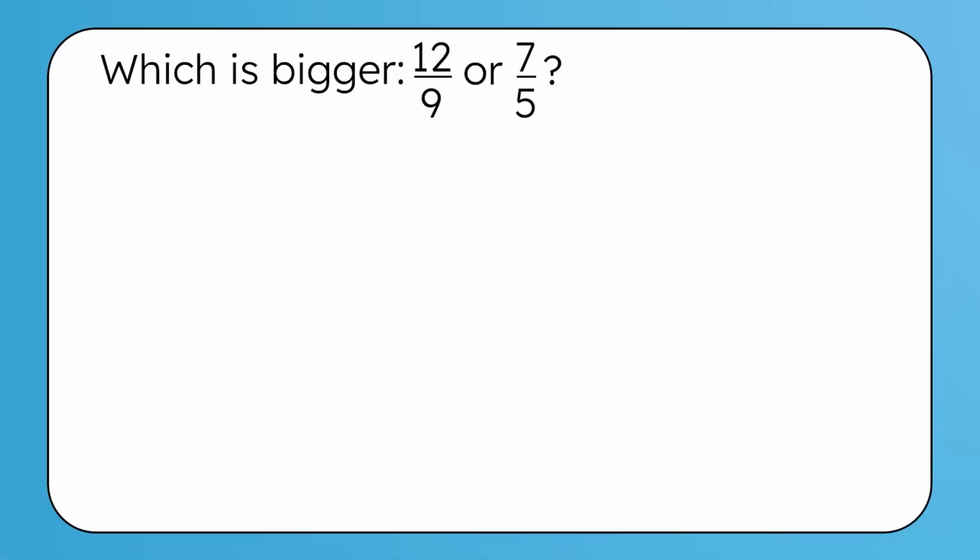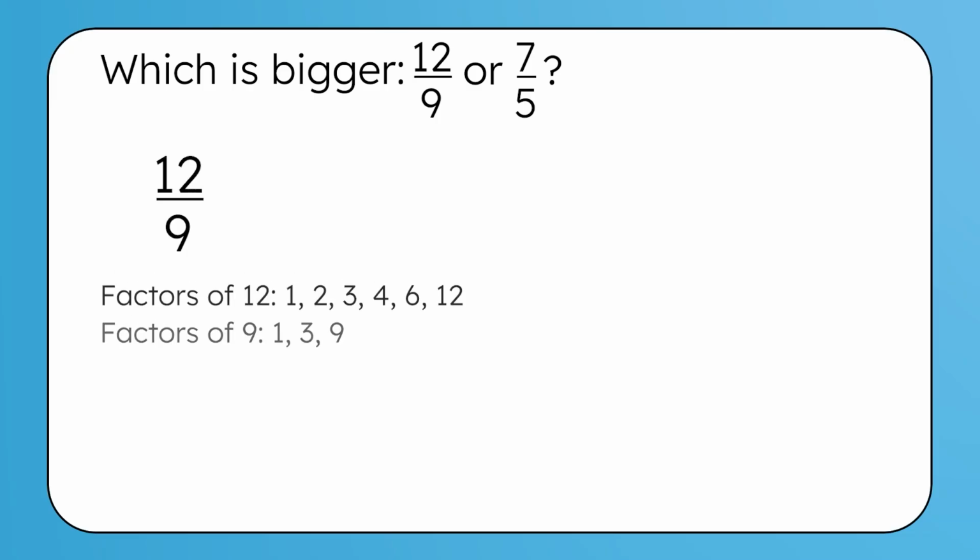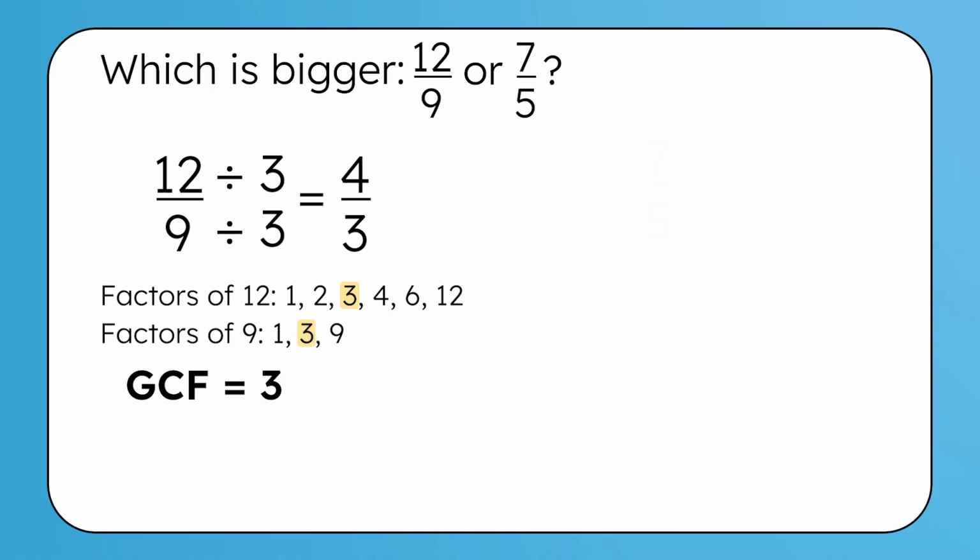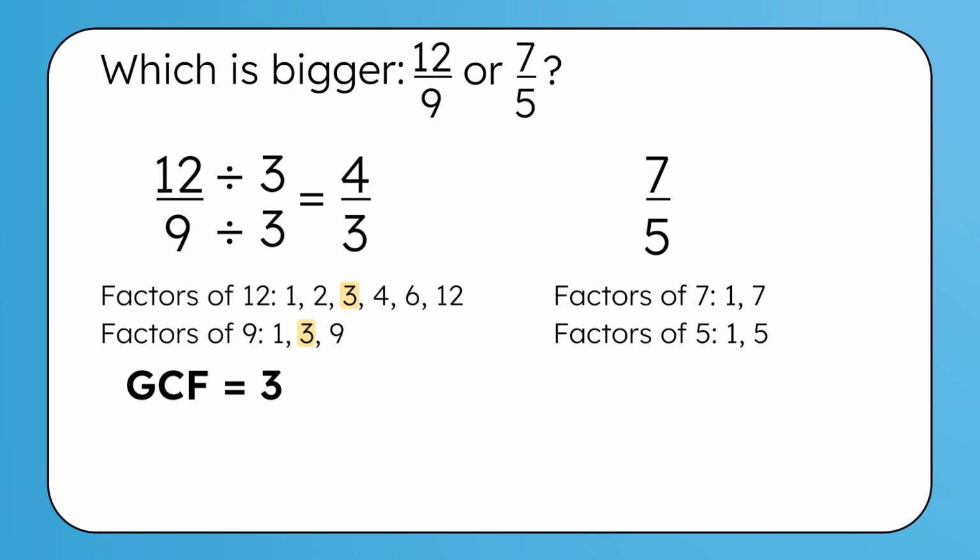First, simplify. For 12/9, what's the greatest common factor? It's 3. So divide both by 3. That's 4/3. Now for 7/5. What's the GCF? Just one. That means 7/5 is already in lowest terms.